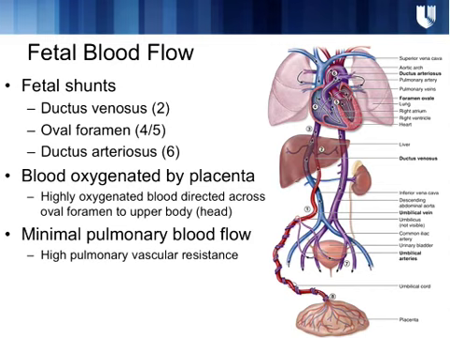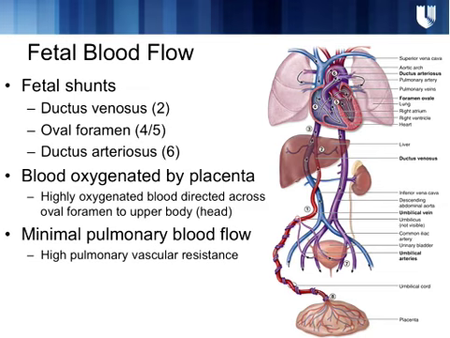Next, we'll talk about fetal blood flow patterns. So in the fetus of a normally formed heart, there are 3 shunts that are open that close shortly after birth. The first is the ductus venosus, which is labeled 2 on the diagram. The next is the oval foramen, which is labeled in between 4 and 5, which is in the atrial septum, or the top chamber of the heart.